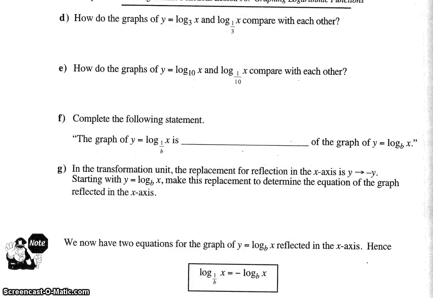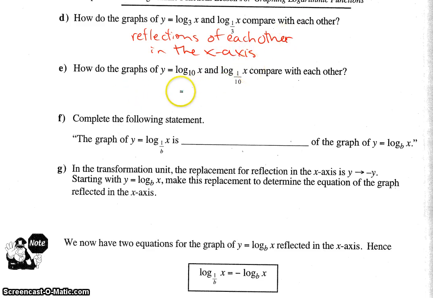So how do the graphs of log base 3 of x and log base 1/3 of x compare with each other? Well, as we discovered, they are reflections of each other in the x-axis. Same thing for the next question, ditto. And then complete the following statement. The graph of y equals log base 1/3 of x is a reflection in the x-axis of the graph of y equals log base b of x.